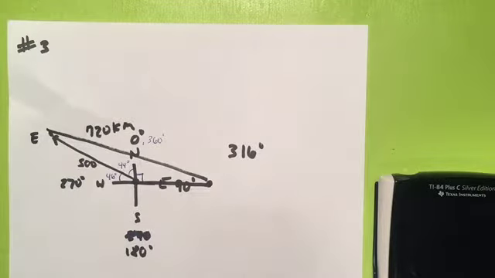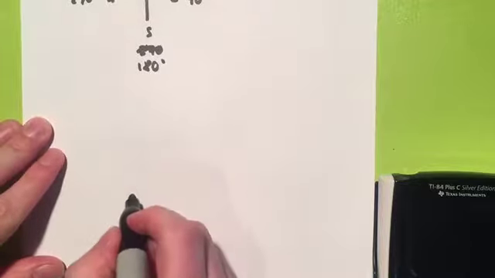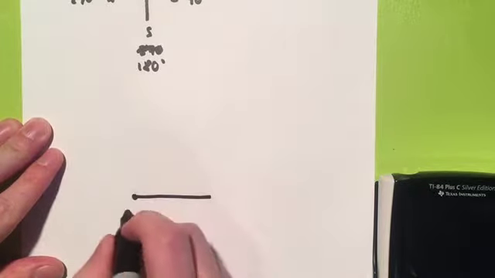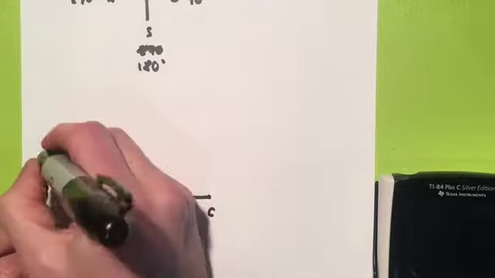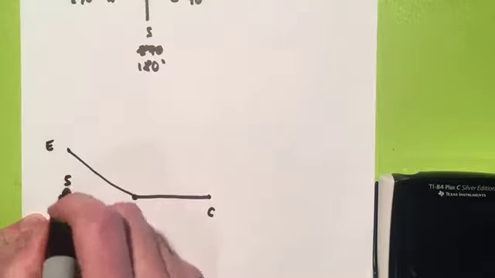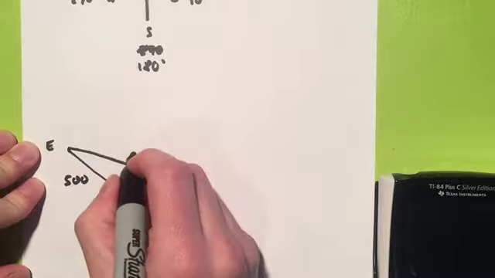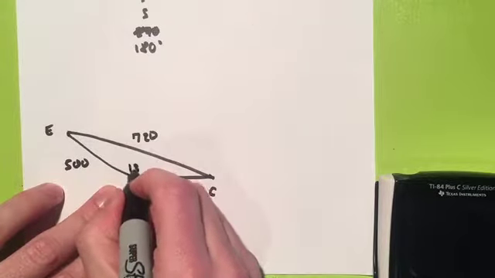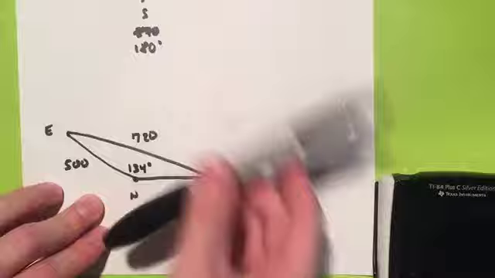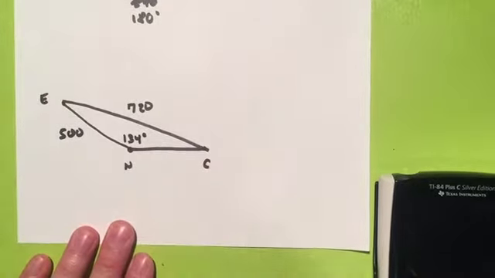I'm going to just neaten this up, redraw it without all the extra stuff. We've got Naples, somewhere over here is Canton, up here is Elgin, that is 500 kilometers away. That is 720 kilometers. That's 90, that's 44, meaning that we've got an angle of 134 degrees from here to here. Now, we can find the other values.